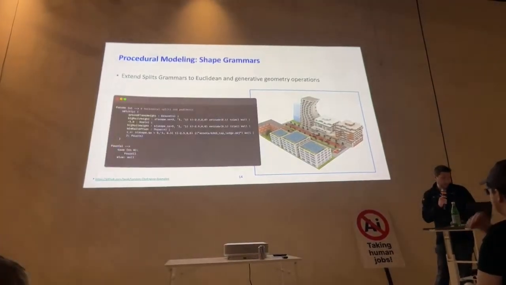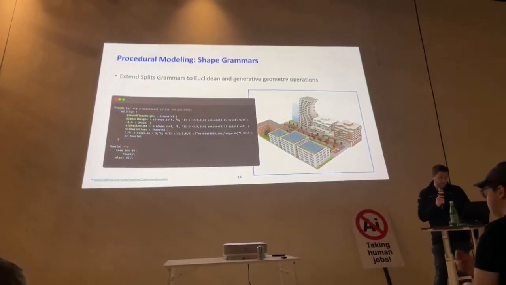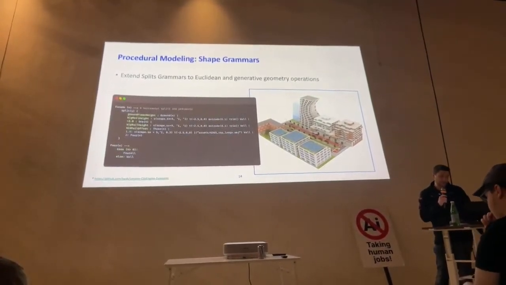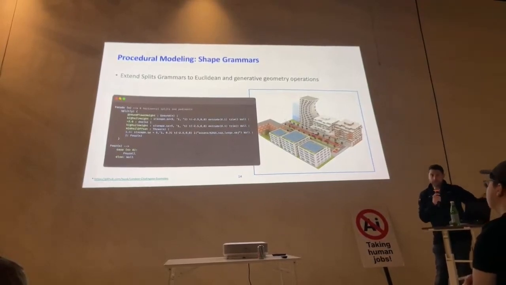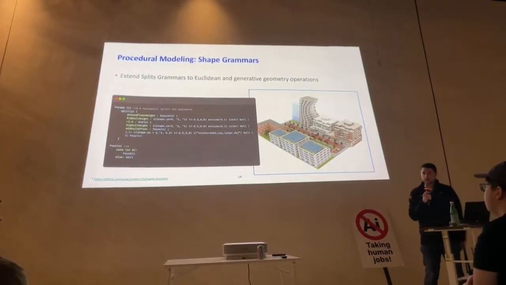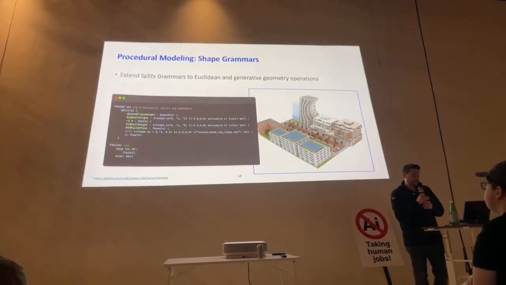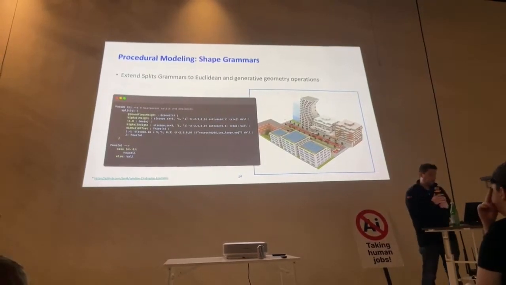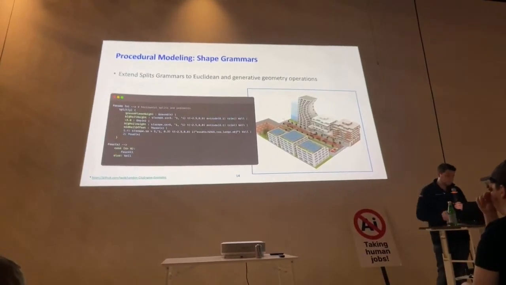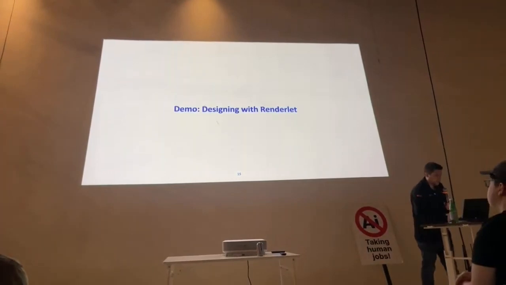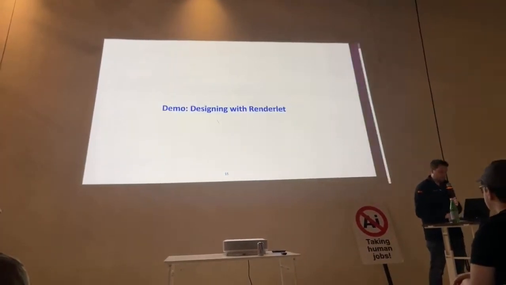This is a language called CGA. This is just some example code from that. And so this is how you define a split like that, but you'd also define things like extrusions and geometry operations as well. And that's how you generatively build a model of a building that looks kind of like that. Okay, so let's get our hands dirty. Here's what that might look like using Renderlet.